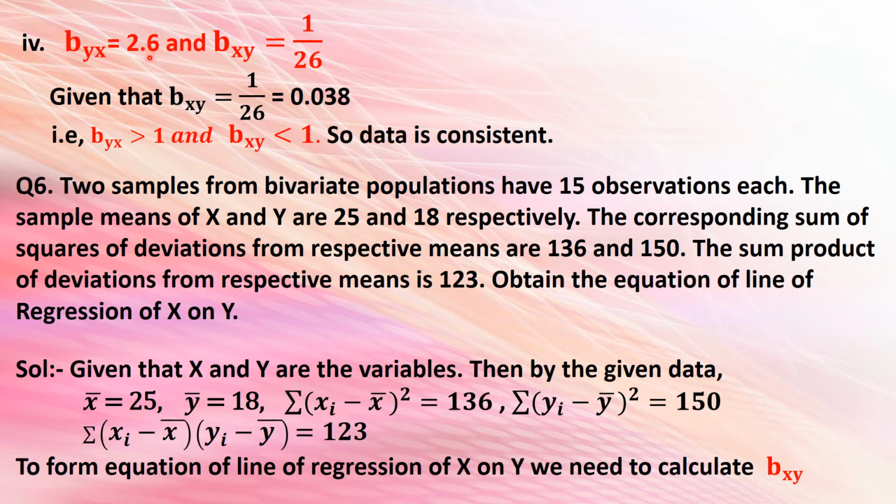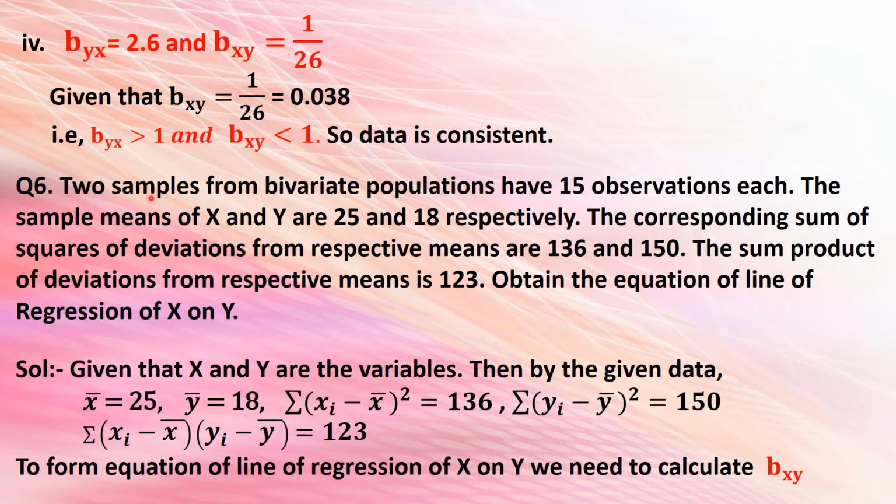byx is equal to 2.6 and bxy is equal to 1 upon 26. Now bxy 1 upon 26 means 0.038 and we know byx is 2.6 means it is greater than 1 and bxy is less than 1. So these two regression coefficients satisfy the condition that one is greater than 1, then the other is less than 1. Also they are having the same sign. So we say that the data given is consistent.